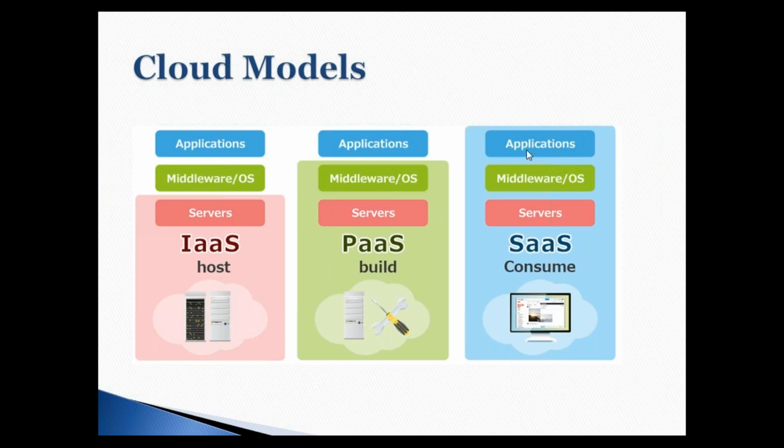See here, in SaaS, applications, middleware, and servers come as a package, and you'll just consume everything. You don't have to work on anything. But in PaaS, you'll get applications and middleware for development. In IaaS, you'll get servers. In PaaS, you'll get applications for development, but middleware and servers, you will not have much control on these. In IaaS, you'll get control on servers as well. So that's how it works.